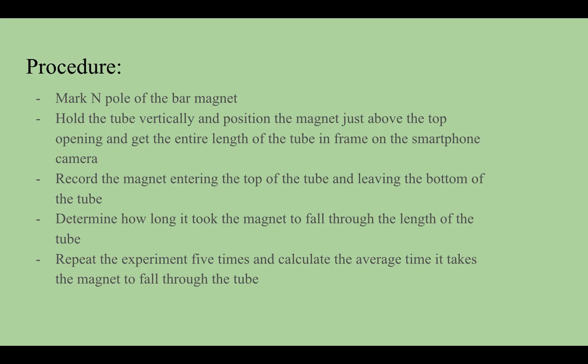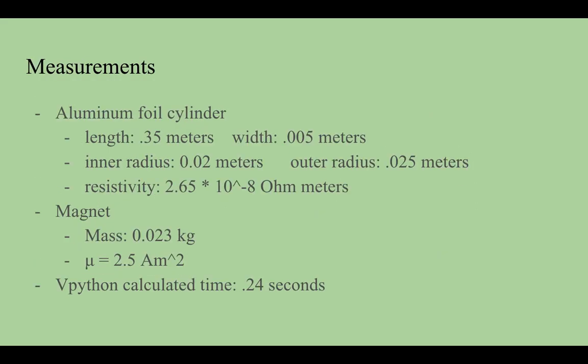So here's the procedure. First, mark the north pole of a bar magnet, hold the tube vertically and position the magnet just above the top, and record the magnet entering the top and leaving the bottom. Determine from the video how long it took the magnet to fall through the length of the tube, and repeat this 5 times for 5 data points and calculate the average time it took for the magnet to fall through the tube. So here are some key measurements for this experiment.